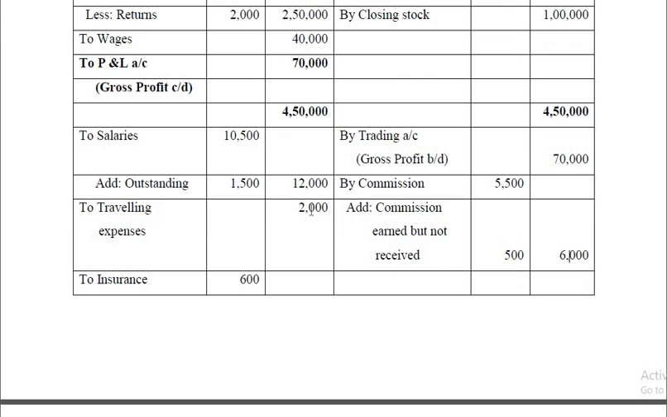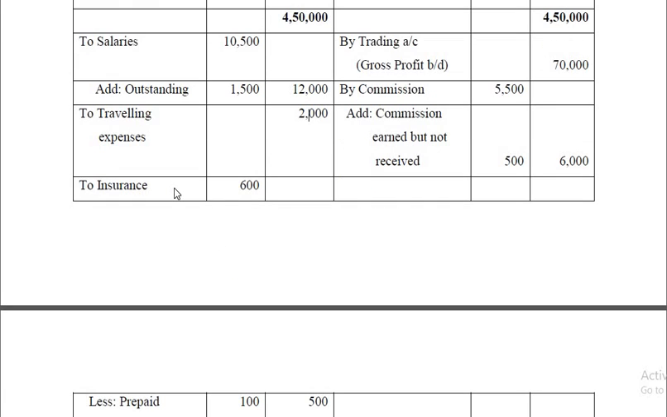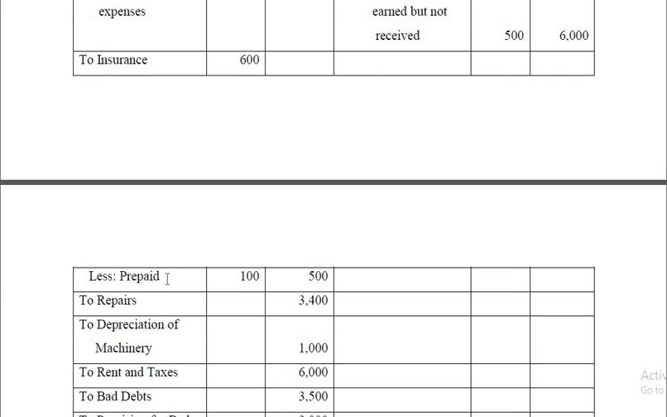Traveling expenses 2,000. Then insurance 600, but adjustment is there, prepaid. Therefore, that should be deducted. If it is outstanding, you have to add. If it is prepaid, you have to deduct because that is not the expense of current year. That is why you are deducting. Outstanding, if it is given, it is the expense of current year. That's why you are adding. So here it is prepaid, so deducted 500.